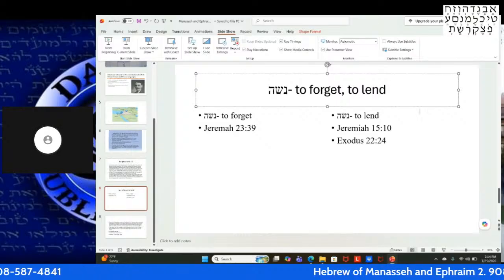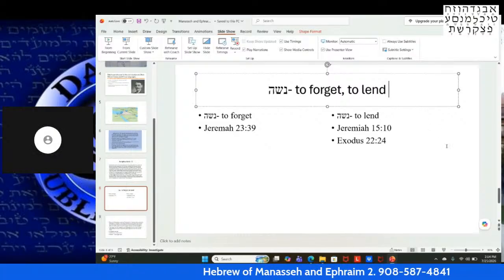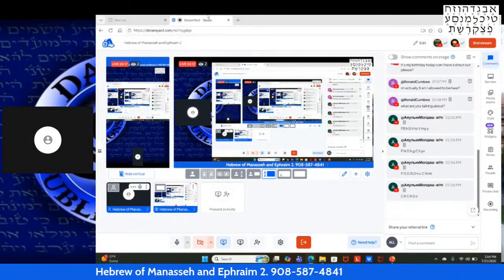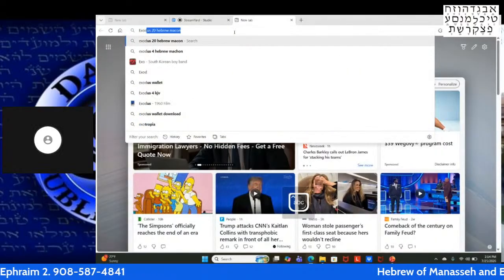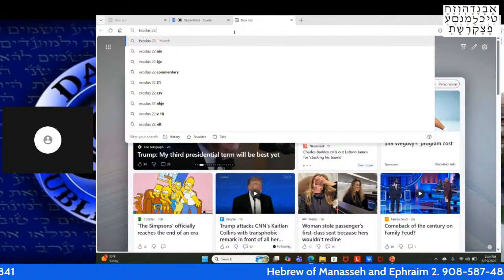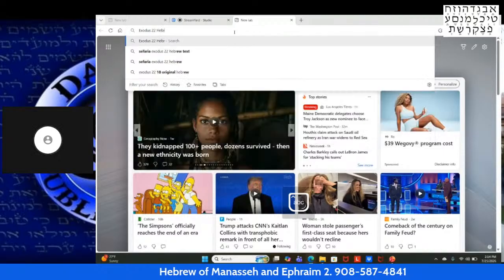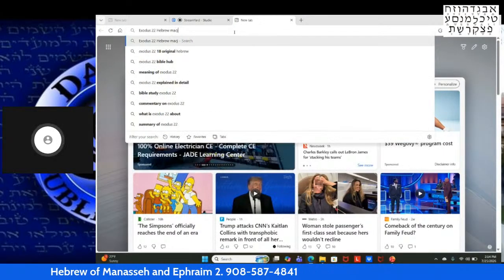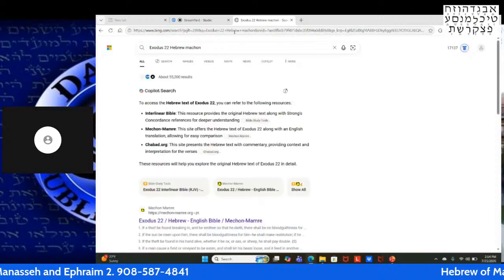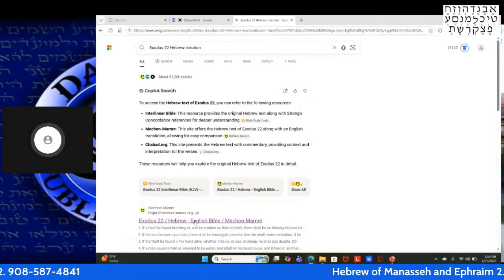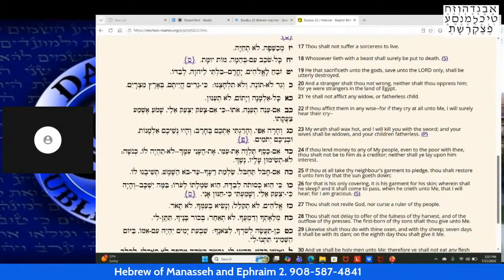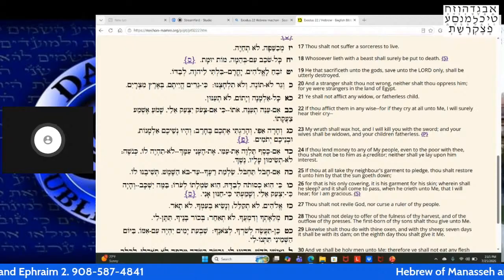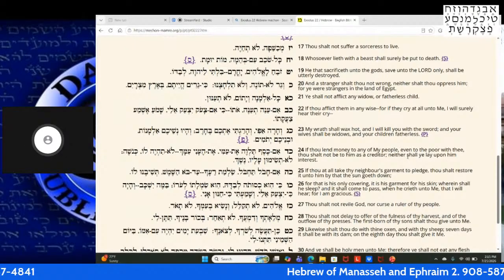looking at the right side, right? And what do we see? Let's go to Exodus 22, verse 24, and let's see what we can ascertain in that particular matter. All right? Exodus 22, we're going to do it from the Hebrew matter, right? And what do we see in this particular case? Verse 24 reads as follows. If thou lend money to any of my people, even to the poor with thee, thou shalt not be to him as a creditor, neither shall you lay upon him interest.